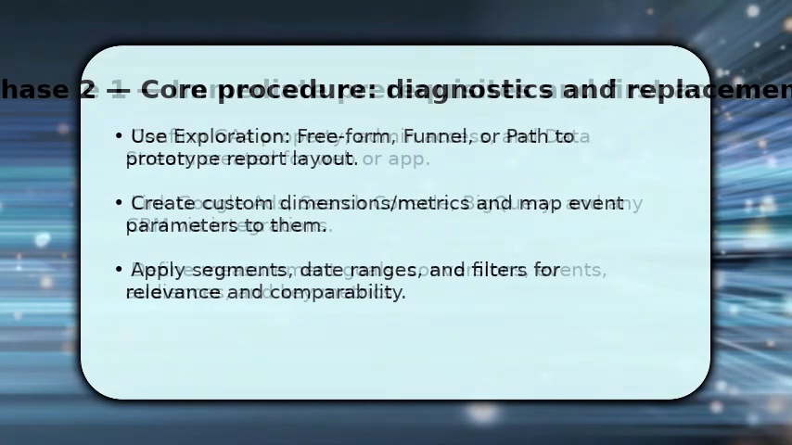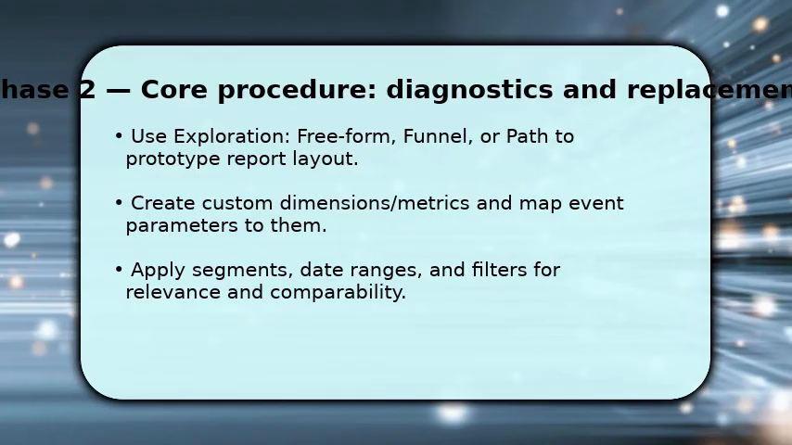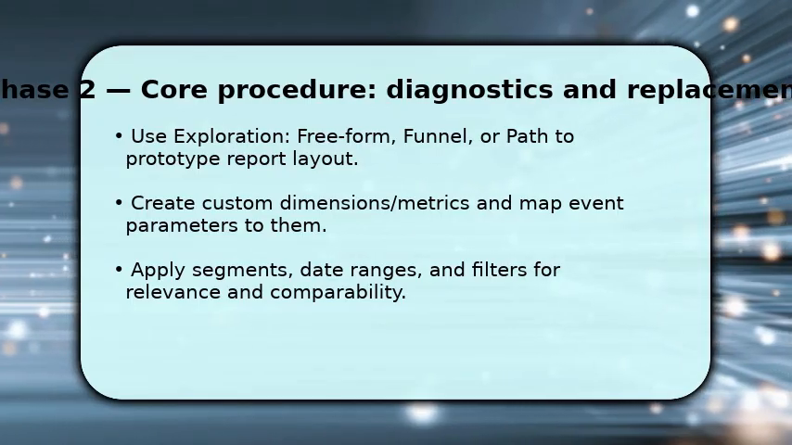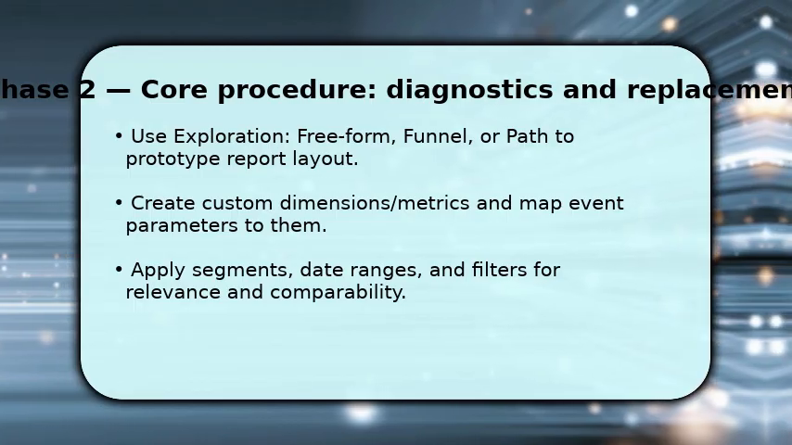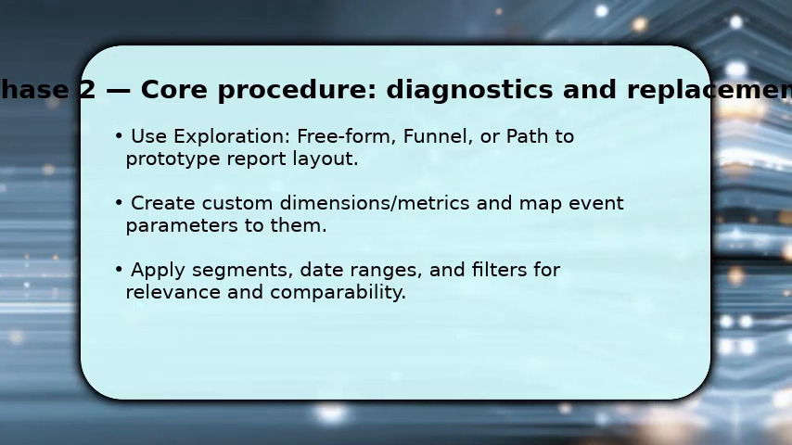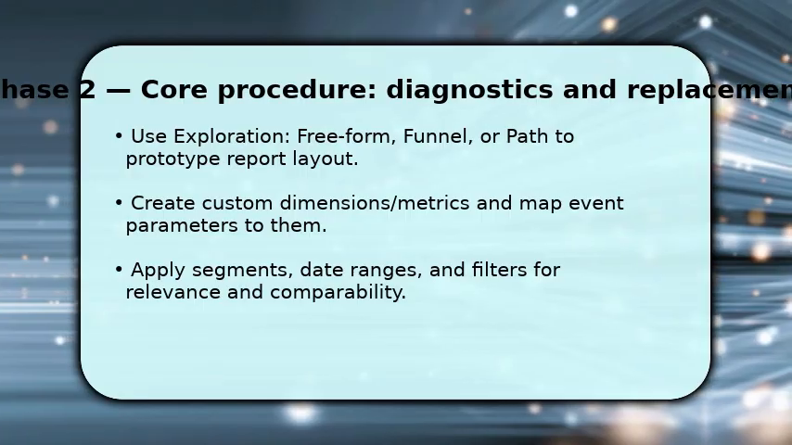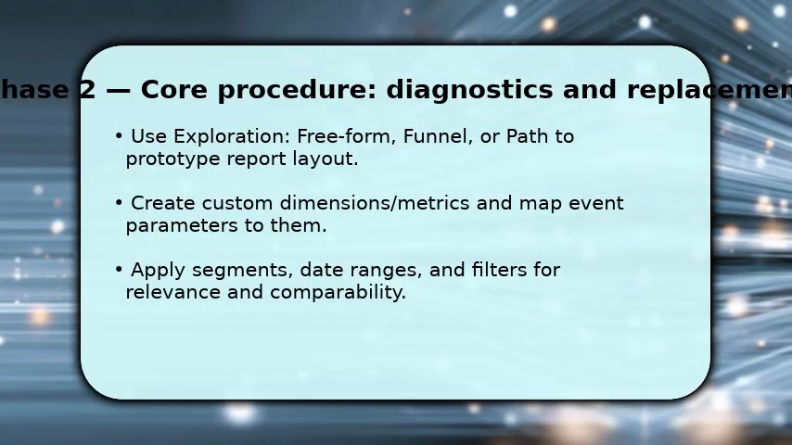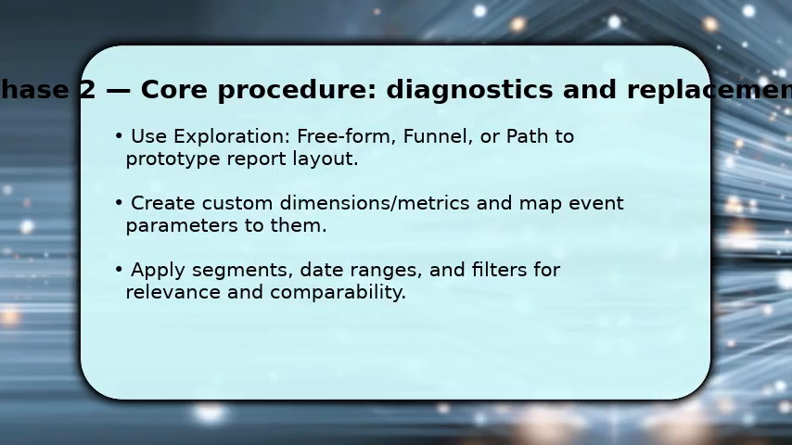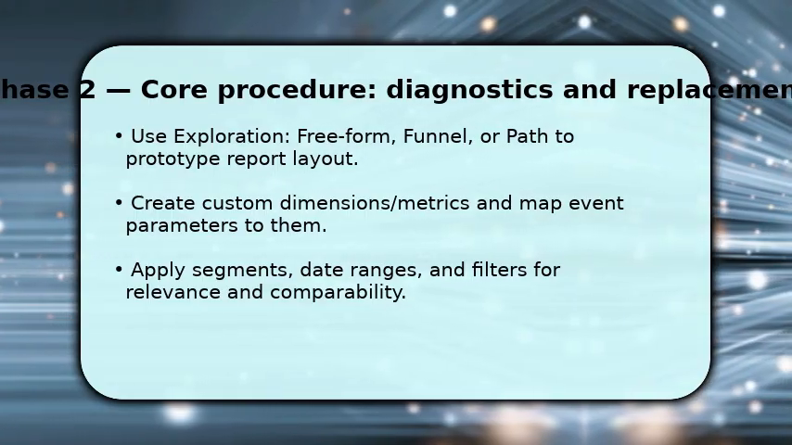You now design the report. Open explorations and pick a template: freeform for tables, funnel for conversion flow, path for behavior. Drag dimensions and metrics into rows and columns. Create custom dimensions from event parameters when needed, because that unlocks precise slicing. Apply segments and relevant date ranges. Compare periods for trend context.